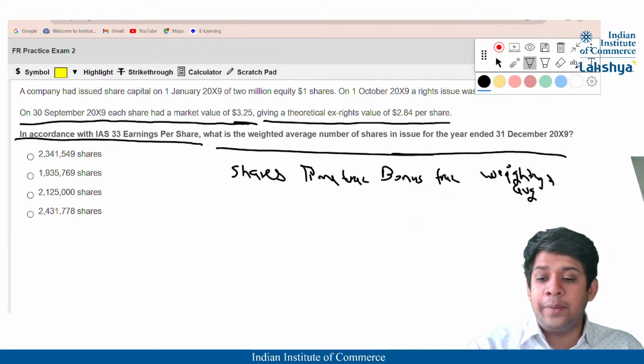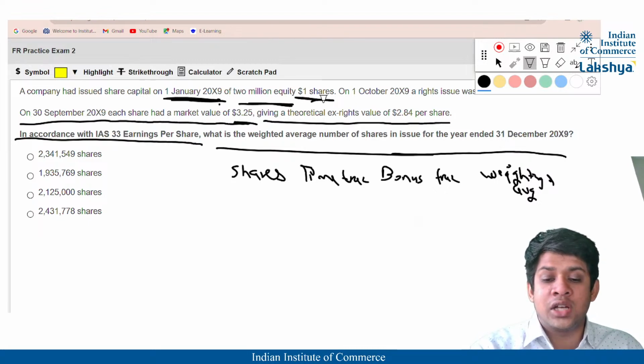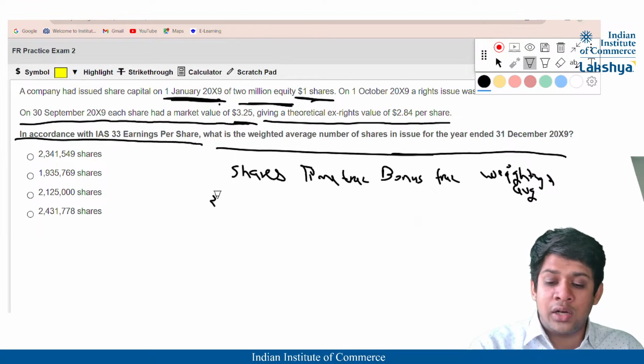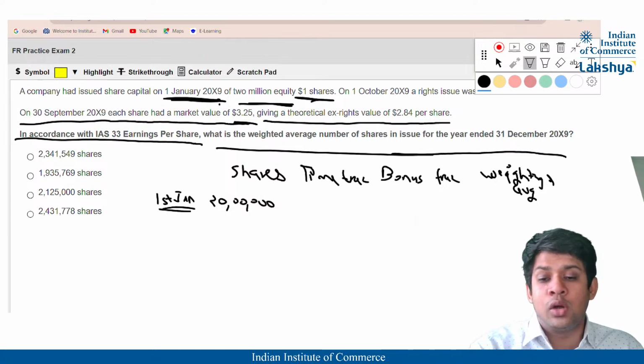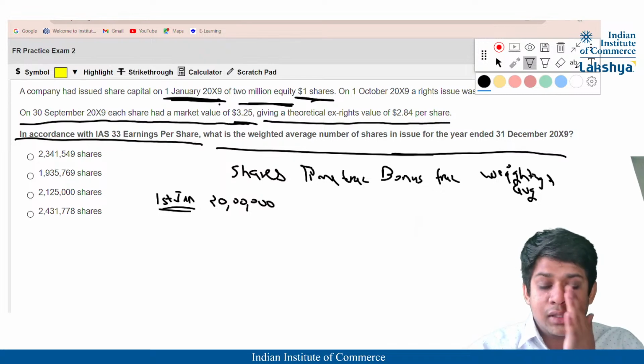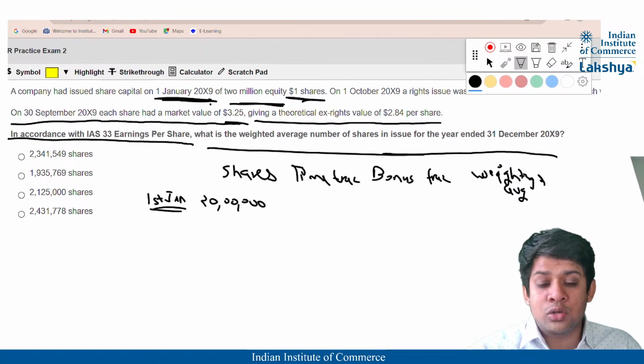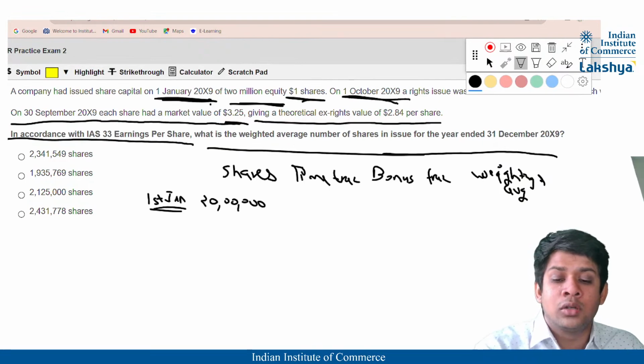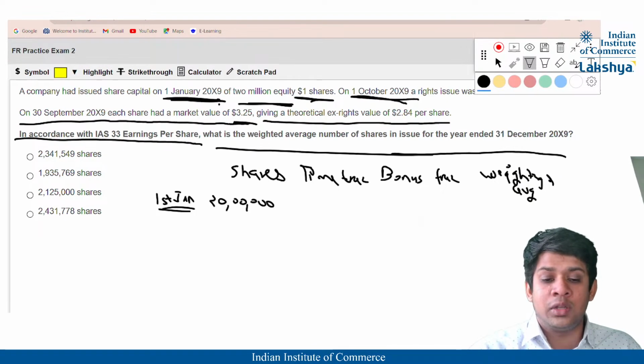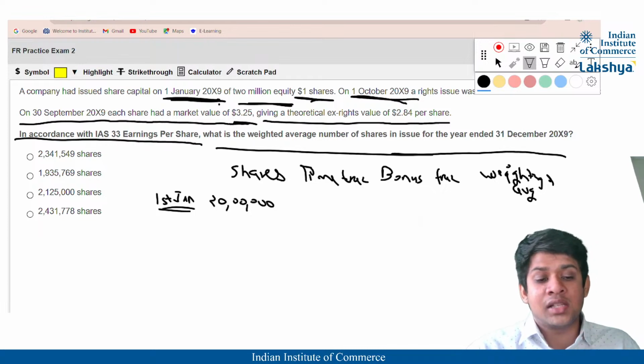Right? Firstly, a company at 1st January 2019 had 2 million equity shares of $1 each in issue. Right? So there are 2 million equity shares in issue at the start of the year at 1st Jan. Right? Now these shares are going to be there. This balance is going to be there for how long? Guys, they have clearly mentioned that the right issue is going to be made on 1st October. Right? So from 1st Jan to 1st October, this balance is there. This 20 lakh shares are only there.